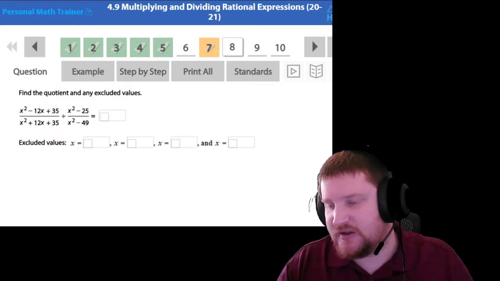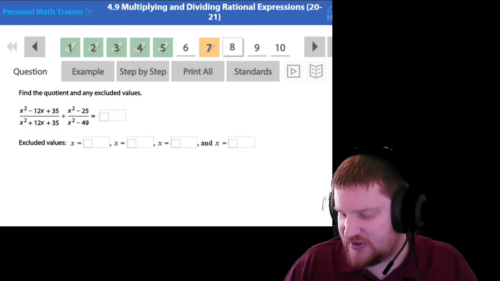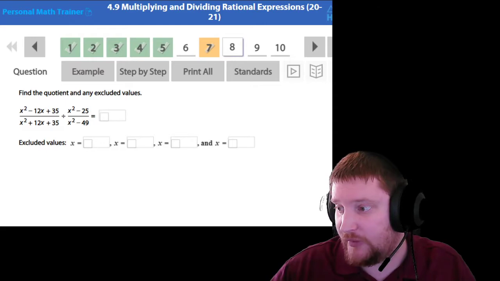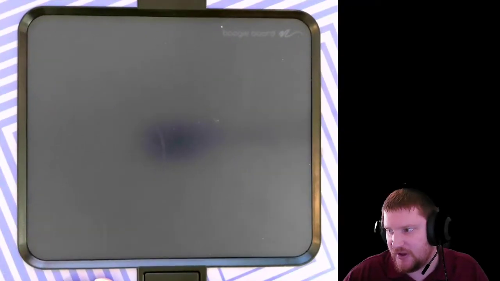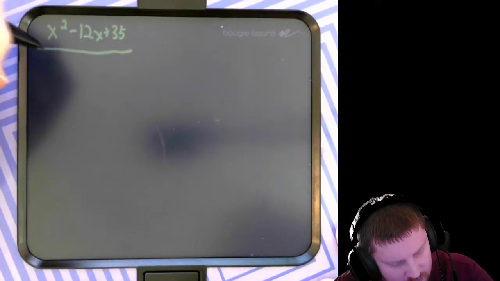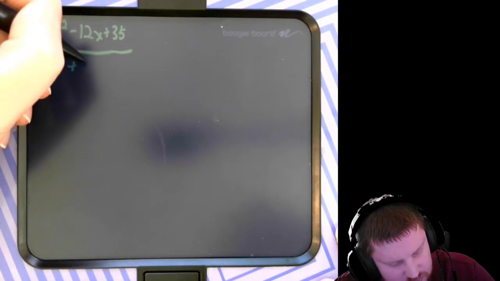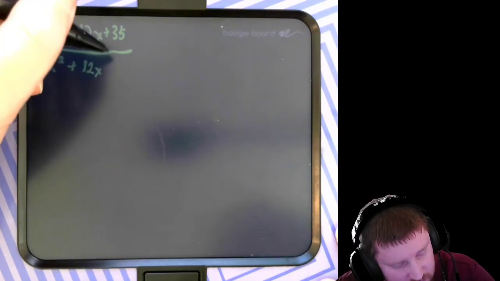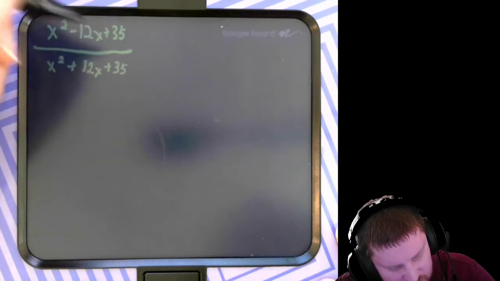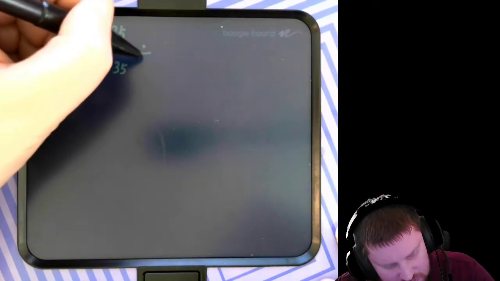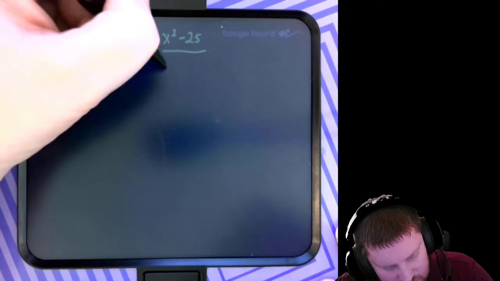Next, let's see if Mr. Atkins can do one without making such a large mistake. One that pretty easy should have made. x squared minus 12x plus 35 over x squared plus 12x plus 35 divided by x squared minus 25 over x squared minus 49. Alright.